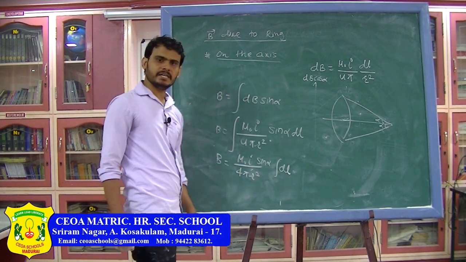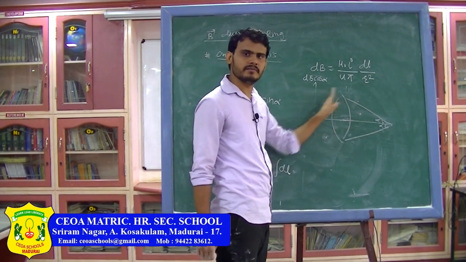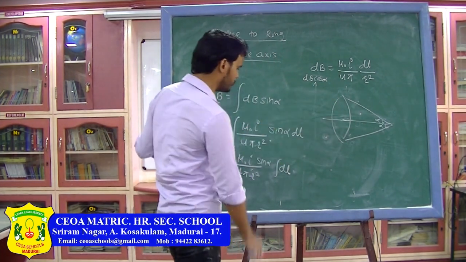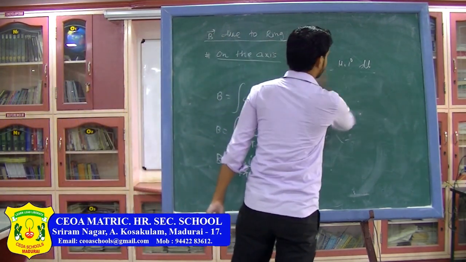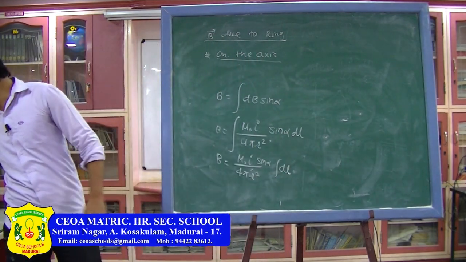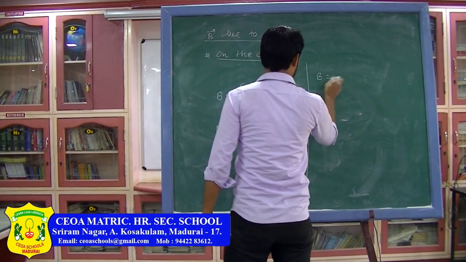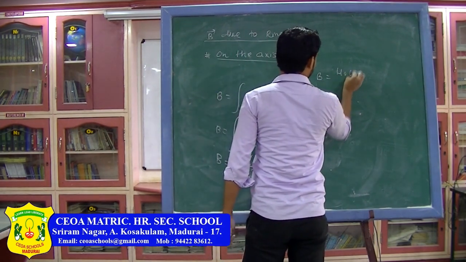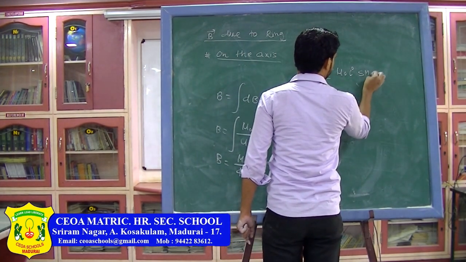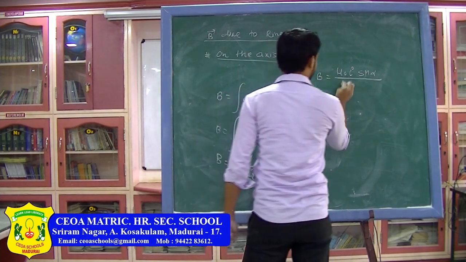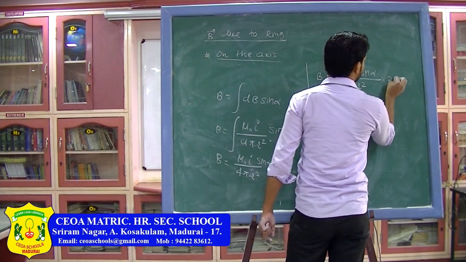Now, this integration of dl, I can write as this dl plus this dl plus this dl. So, this total will be the length of the wire. So, the length of the wire I can write as 2 pi r. So, finally the total magnetic field will come out to be mu naught I sin alpha divided by 4 pi r square, and this dl can be written as 2 pi r.